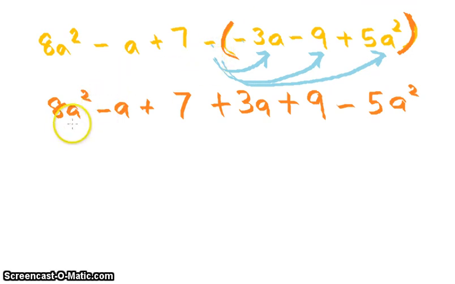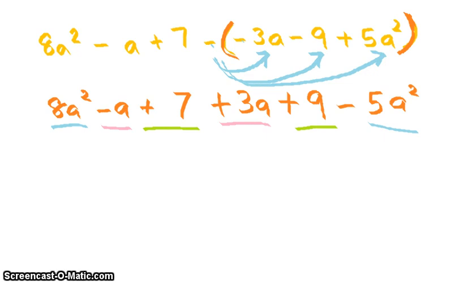We have the a square family. We have the 5a squared. We have the a square family here. Another one. We have the number family, the constant, the 9, the 7, and we have the last but not least, the a family. So let's group them together. Ideally, we put the squares in front first.